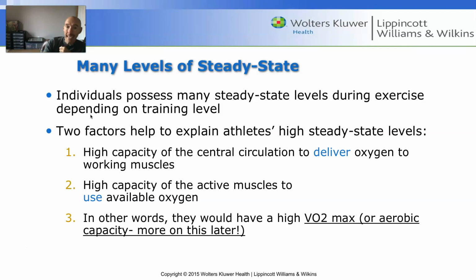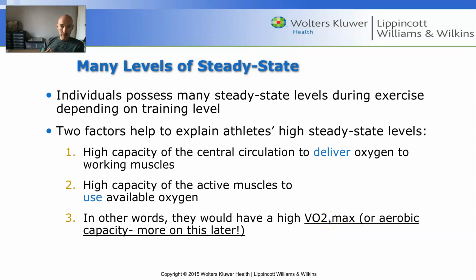So people who can maintain steady state for long periods of time usually have a couple key factors, okay? And to jump to the last point and then work our way backwards, people who can do steady state exercise at a very high level typically have a very high VO2 max. Now, I mentioned VO2 max earlier.